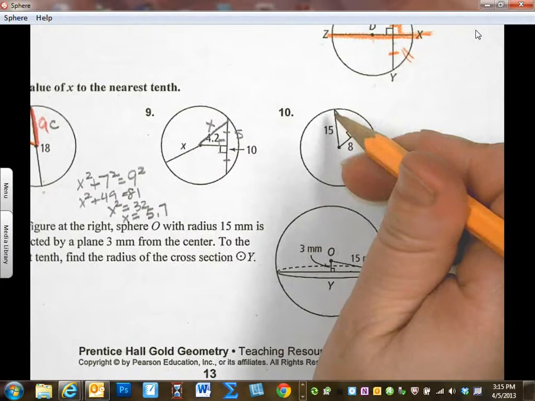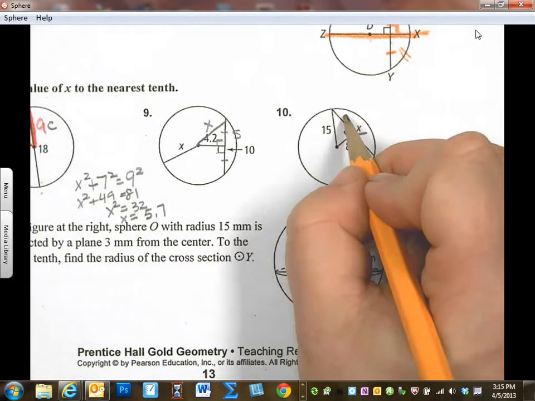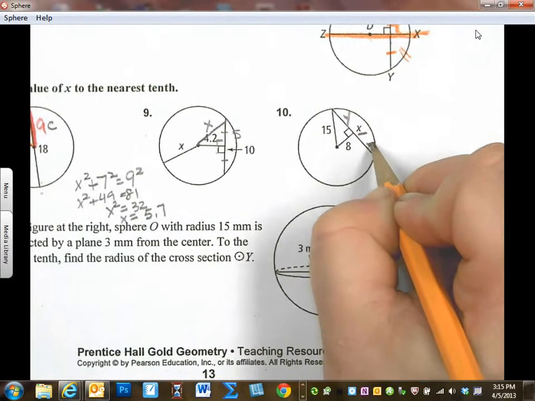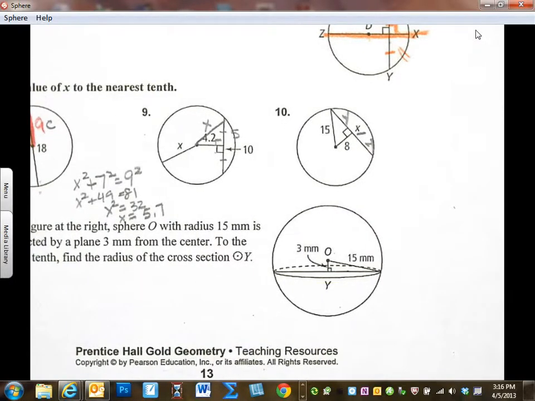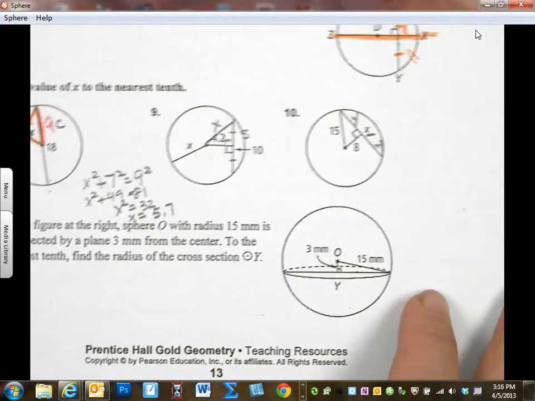Don't panic about this. Find x second. Call this piece y, because we'd have two little y pieces. We can find the y and then add them together and get our x.